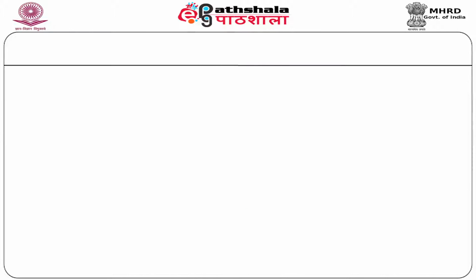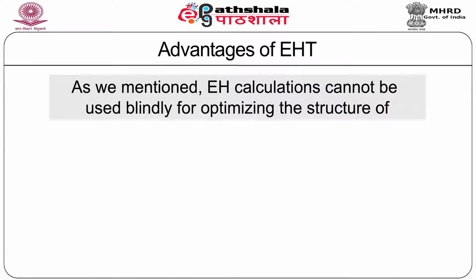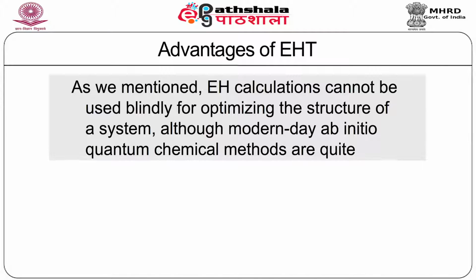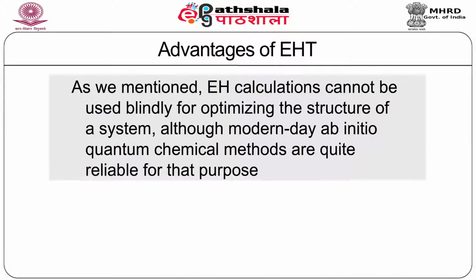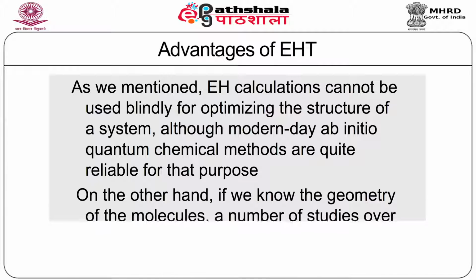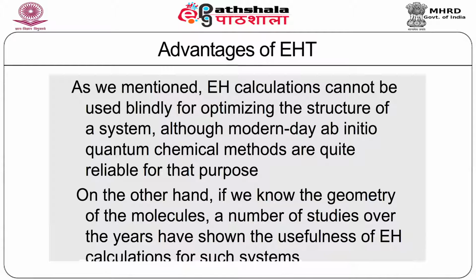Although the extended Huckel method suffers from some drawbacks, there are some advantages also. As we mentioned earlier, extended Huckel calculations cannot be used blindly for optimizing the structure of a system, although modern-day ab initio quantum chemical methods are quite reliable for that purpose. On the other hand, if we know the geometry of the molecules, a number of studies over the years have shown the usefulness of extended Huckel calculations for such systems.